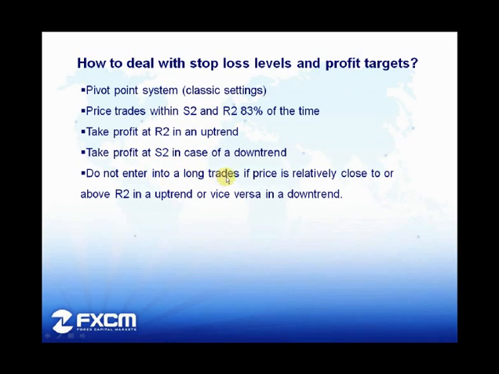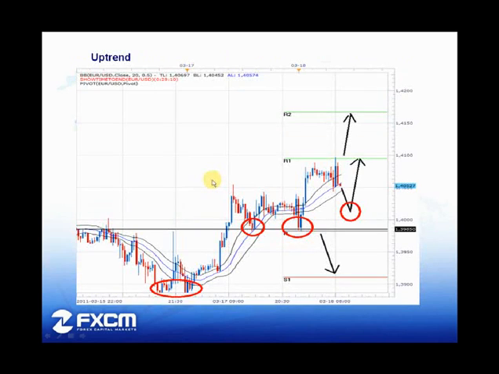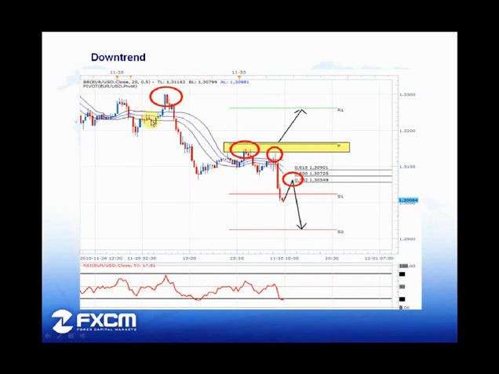So remember this: take profits at R2 and S2. Do not enter long positions if price is relatively close to R2 in an uptrend, or relatively close to S2 in a downtrend. This is an example of a downtrend. We are trading lower and lower. This is the pivot point. This is the R1. We're trading at S1 here. We could have entered short here. We have a little bit more space down here.